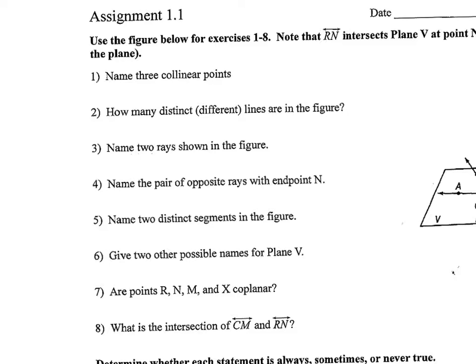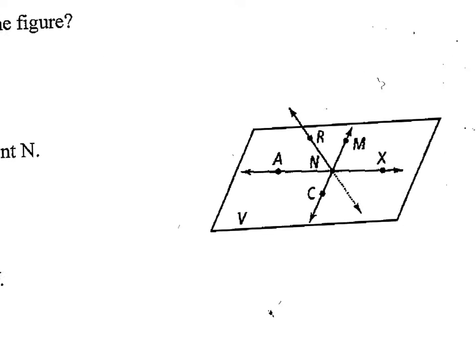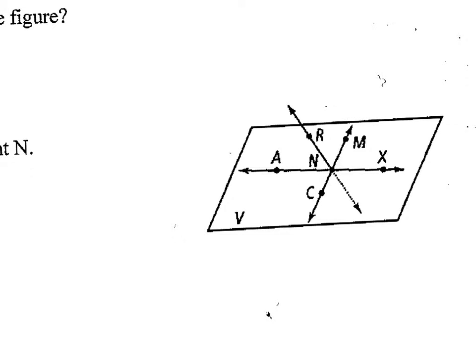So our first question is asking for collinear points, 3 collinear points. So we need to know what collinear means, and we also need to know how to name things. So collinear, the word line is in there. That means points on the same line, and we're looking for 3 of them.